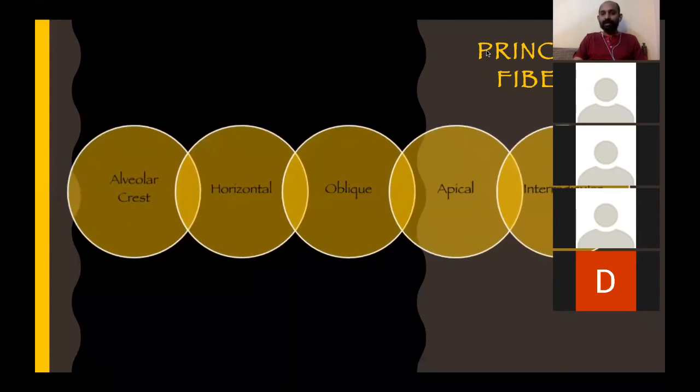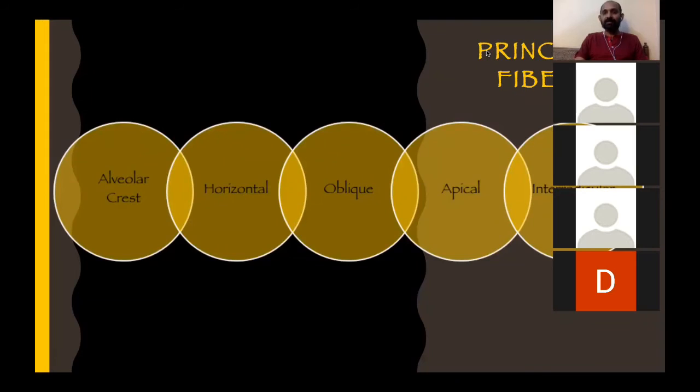Now if you see these principal fibers, that is the collagen fibers, are grouped together to form different groups, and they are given names called alveolar crest, horizontal, oblique, apical, and interdental. We'll talk about each one of them now. So these are the 5 different groups of principal fibers: the alveolar crest fibers, the horizontal fibers, the oblique fibers, apical fibers, and the interdental fibers, interdental septal fibers.